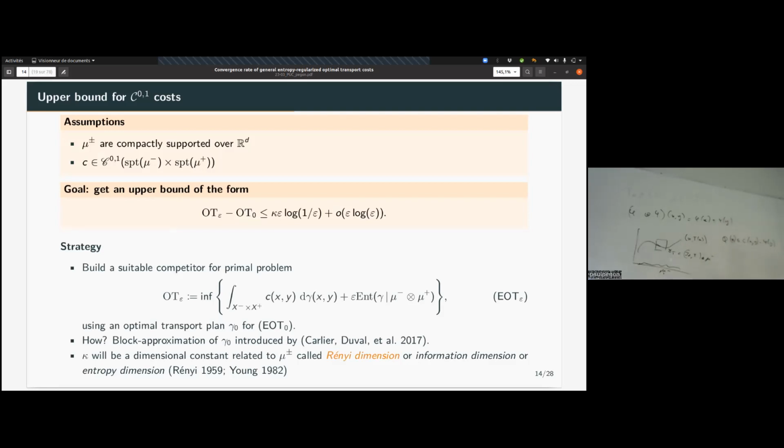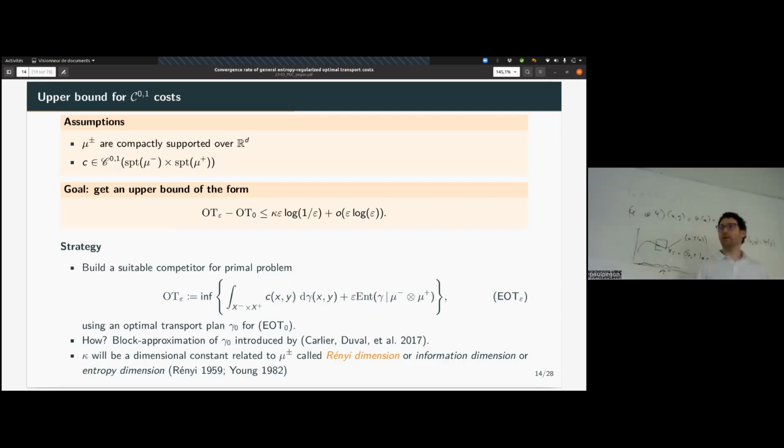The primal formulation is one formulation. The primal will be good to get upper bounds because it's an infimum. So once you get a competitor, the value is less than this competitor. And for the lower bound, it's the converse, so you can use the dual. So for the upper bound, we use the primal problem, which is recorded here.